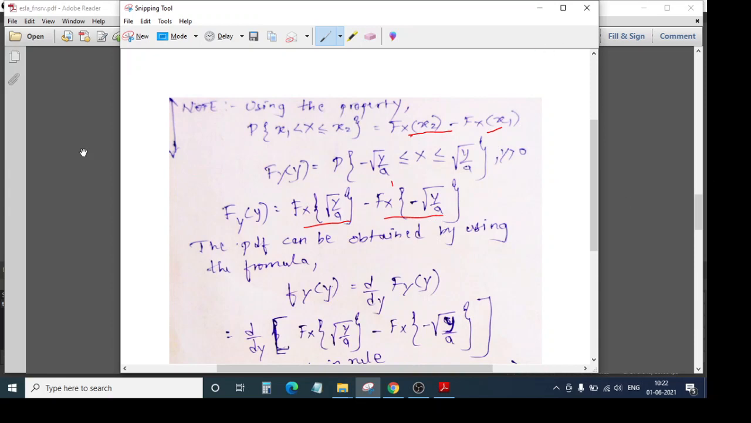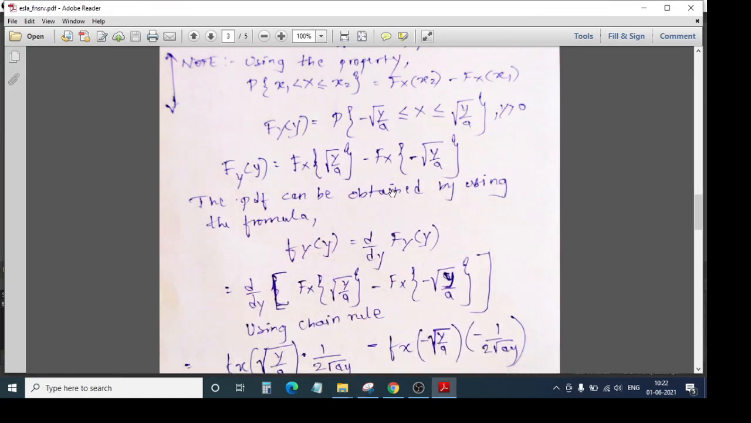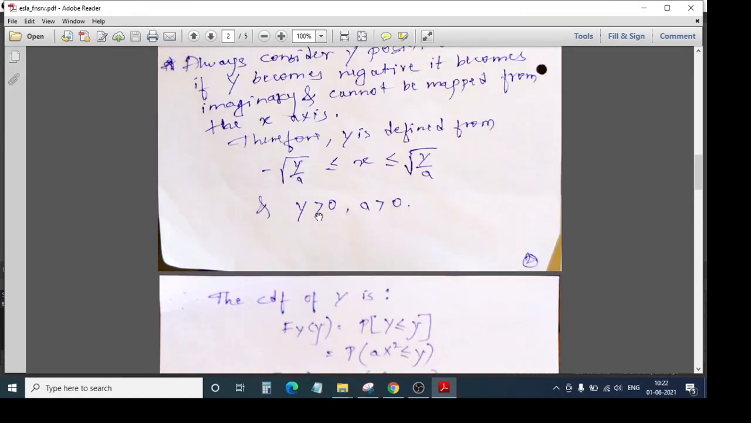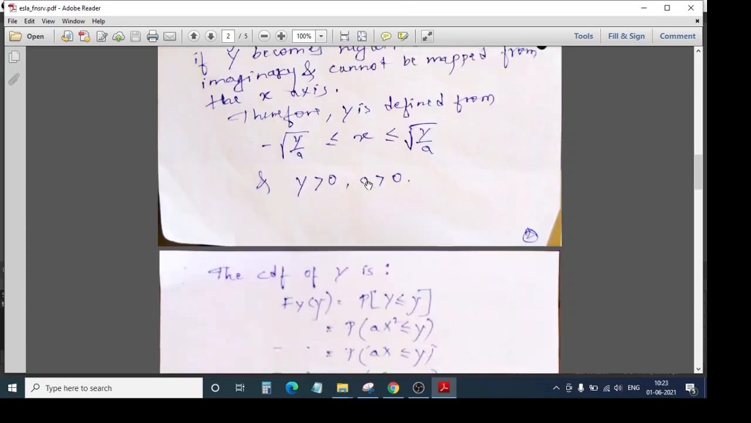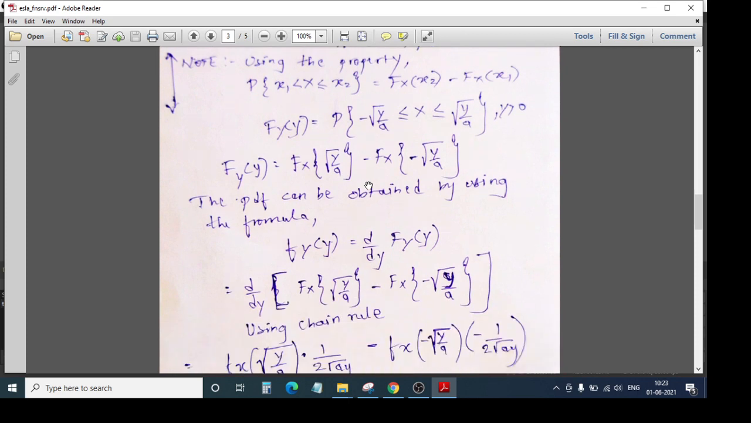Okay, so this we have done now. We have found out the CDF of y, which is in terms of CDF of x. But we need to still move ahead. Why? Because we need to find what? Please see what has been asked in the question. We need to find the PDF. We have found CDF till now, so we'll move ahead.